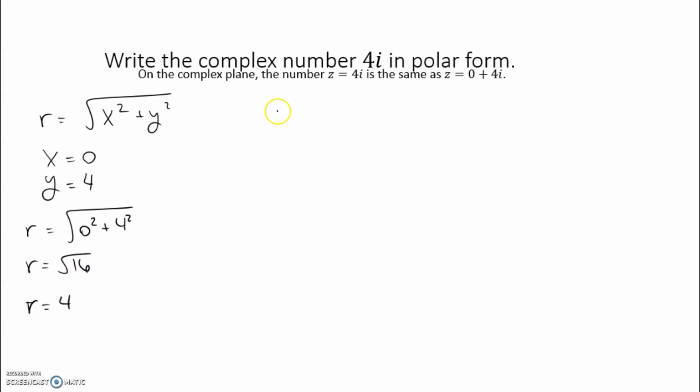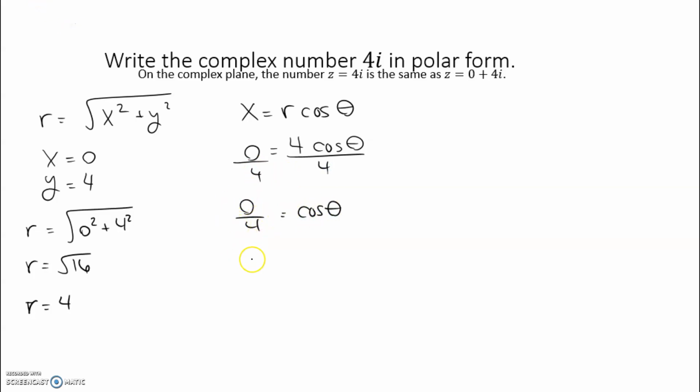The next thing that we need to find is our theta, or we call it our argument. We can use x is equal to r cosine theta, where we said x was 0, and we just found r to be 4, times cosine theta. If I divide both sides by 4, so 4 over 4 gives me cosine of theta, well, then this is really just 0, and I'm going to switch these. So cosine of theta is just 0.